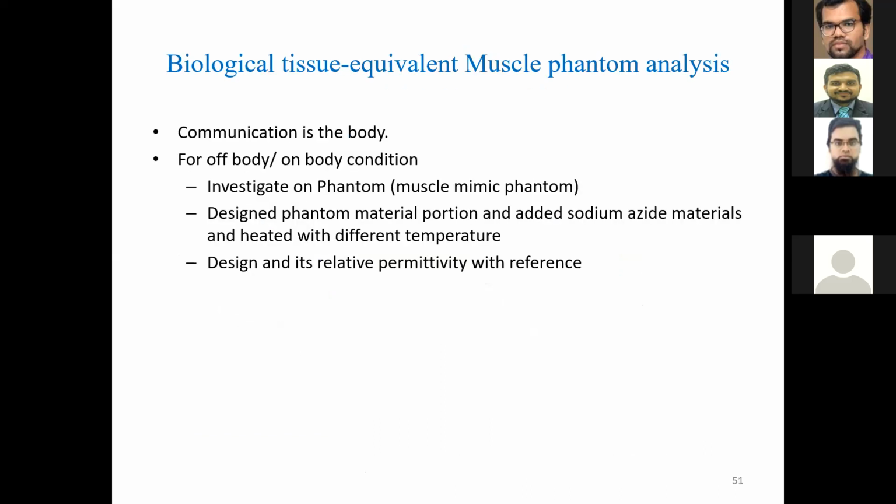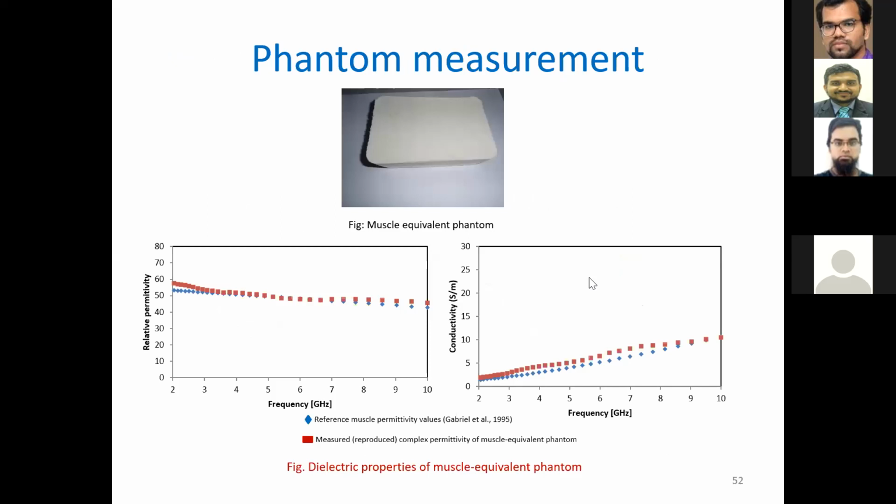For that, since we need a human body, what can we do? Why don't we develop a phantom? So we developed the phantom based on muscle, using biological equivalency. This is our muscle equivalent phantom that we have developed. Then we see the permittivity and permeability according to that.